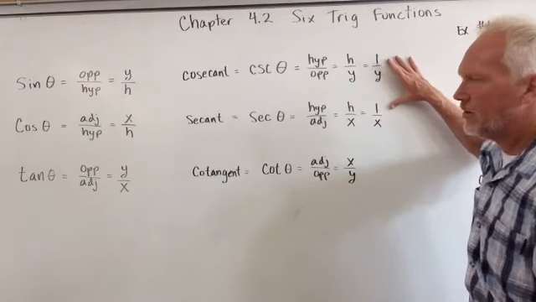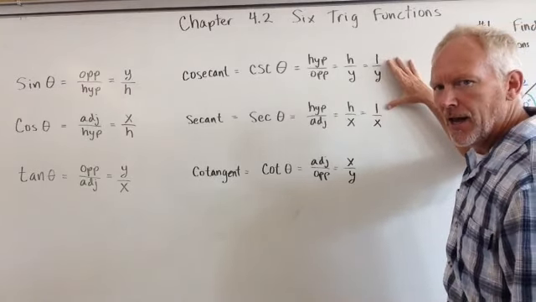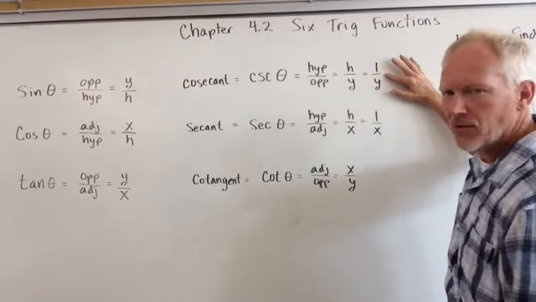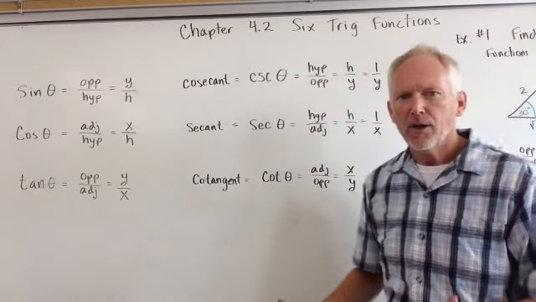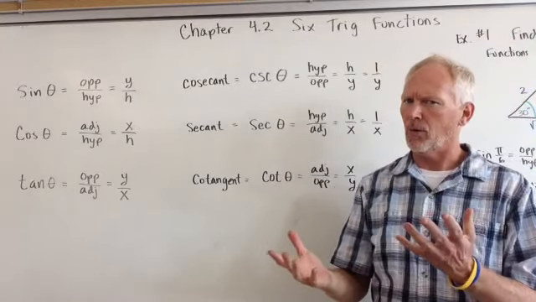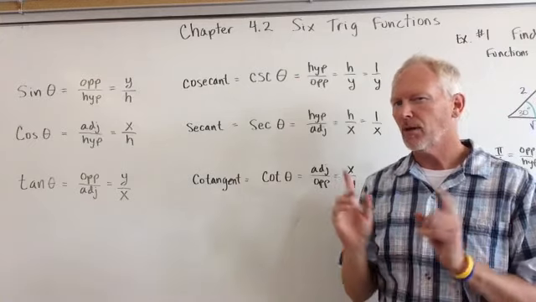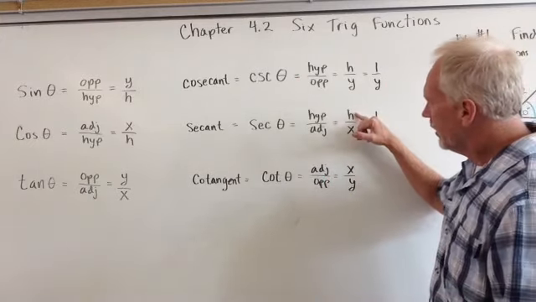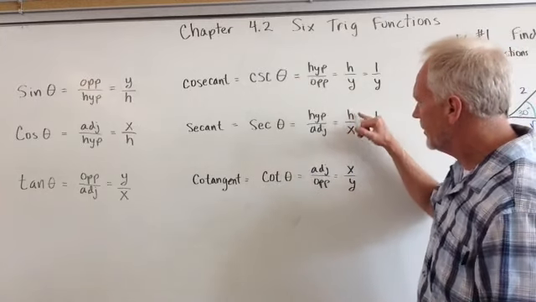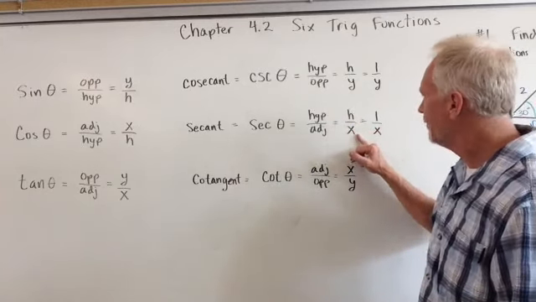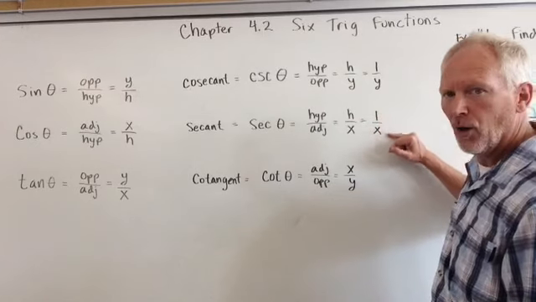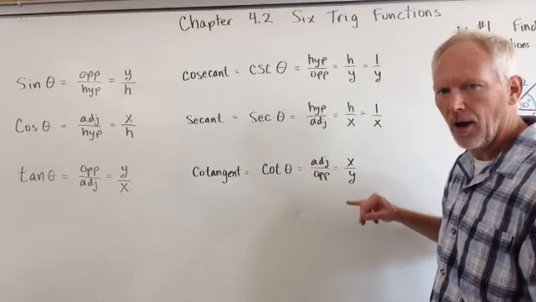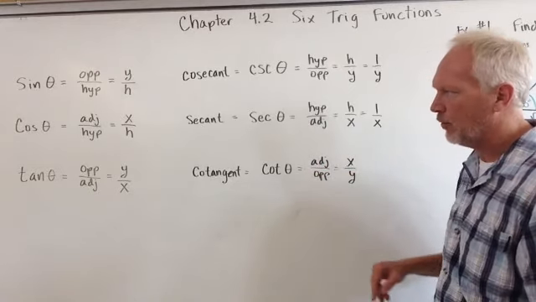Now, we also might see these reciprocal identities as h over y for cosecant, or we might just see it as 1 over y. Now, you might want to stop the video and ask yourself, well, when would it be 1 over y? Think about the unit circle. Okay, so also h over x for secant is the hypotenuse over the adjacent side, which is also the 1 over x. Cotangent is adjacent over opposite, which I said was x over y.